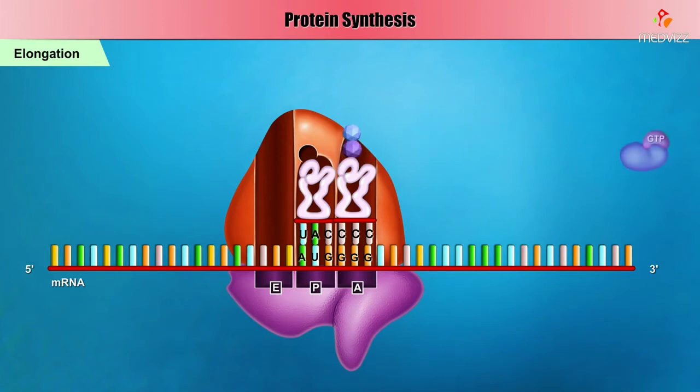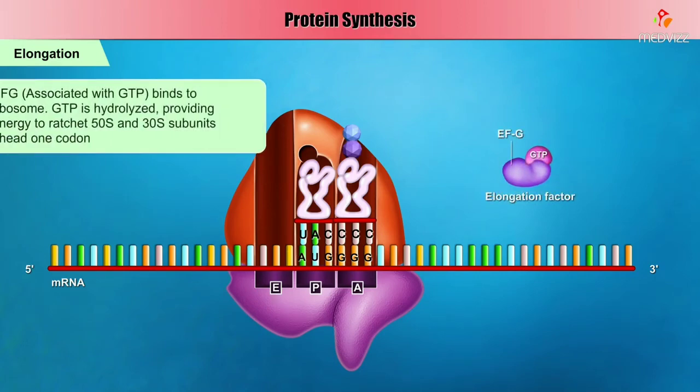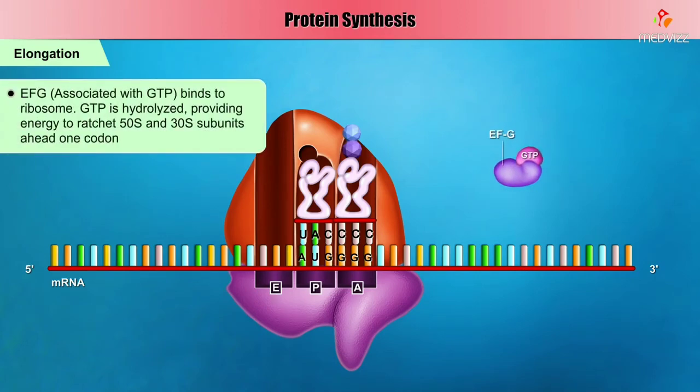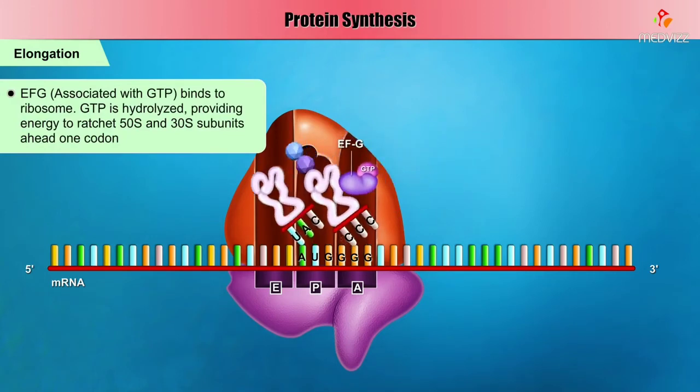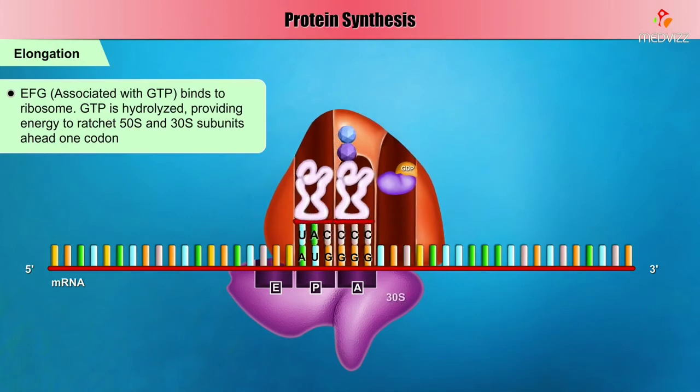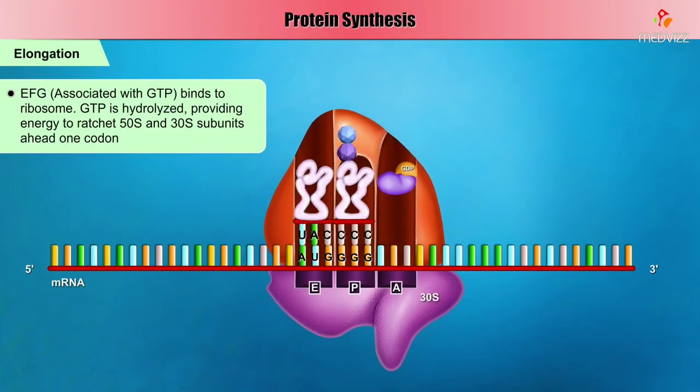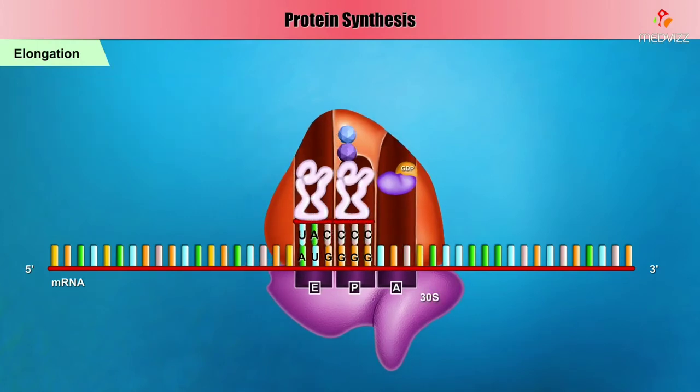The third step is called translocation. An elongation factor called EFG, associated with GTP, binds to the ribosome. The GTP is hydrolyzed, providing the energy to ratchet the 50S and 30S subunits ahead one codon. This maneuver opens up the A site and slides the uncharged tRNA into the last site, called the E or exit site.